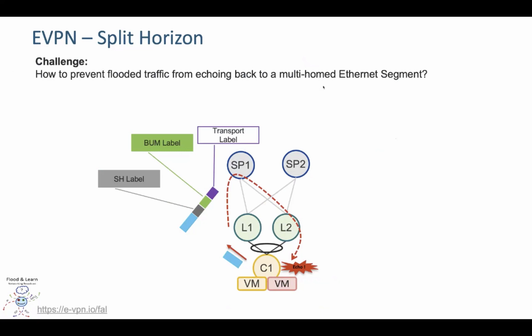So you have your transport label to reach L2. You have your BUM label to transport the broadcast, unknown unicast, and multicast traffic for this particular EVPN instance. And then you will impose an additional label, which will tell L2, hey, this broadcast is coming from this particular Ethernet segment. Don't send it back to the compute. So you will basically protect against the loop, a local one, coming from the access back to the core and again to the same access.